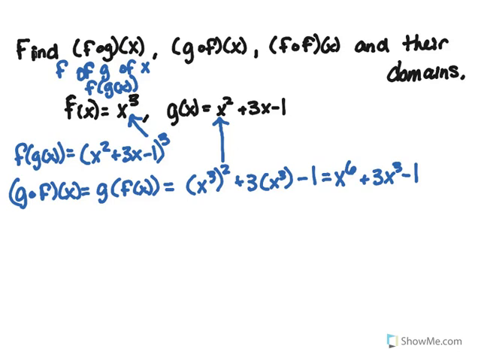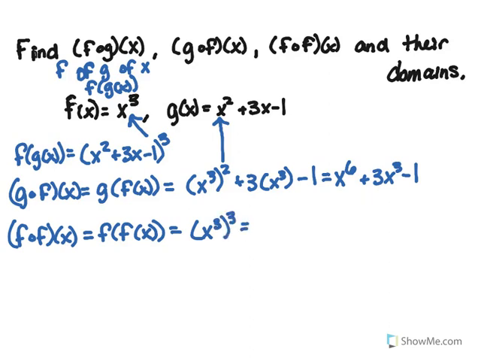Okay, now let's find f of f of x. So everywhere there's an x in f of x, we're going to go ahead and plug f of x back in there. So we're going to have x cubed, and that's cubed again, which is going to be x to the 9th. These would be your final answers.